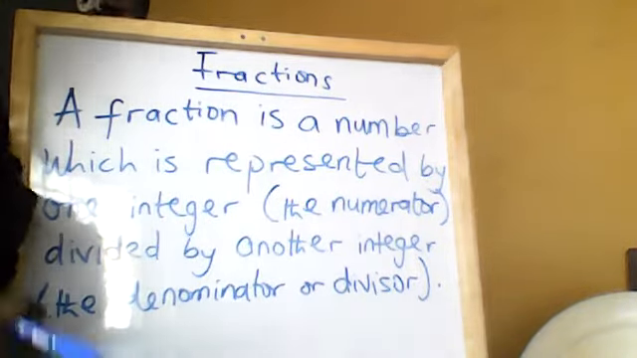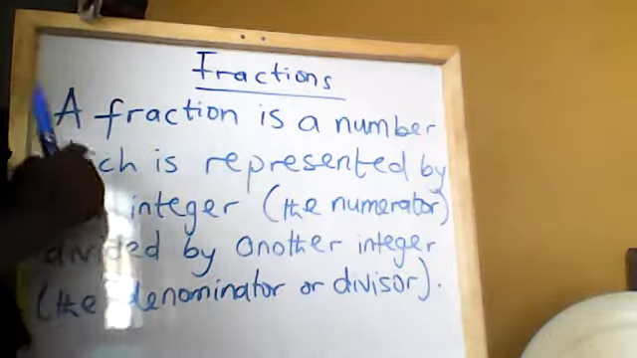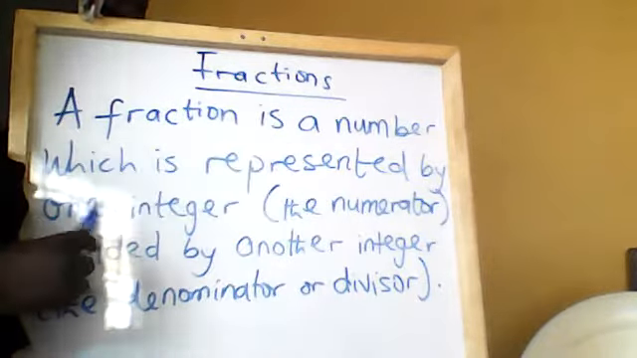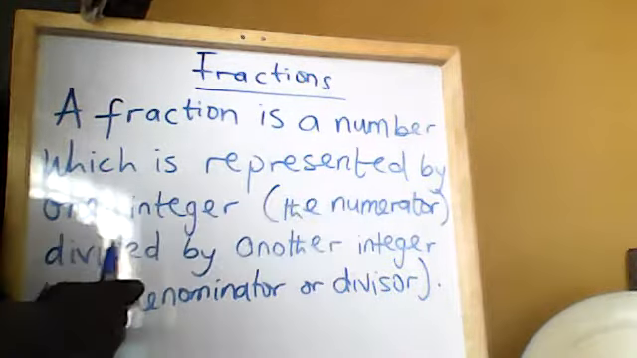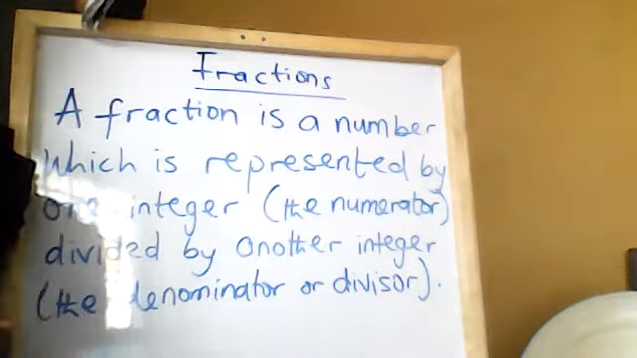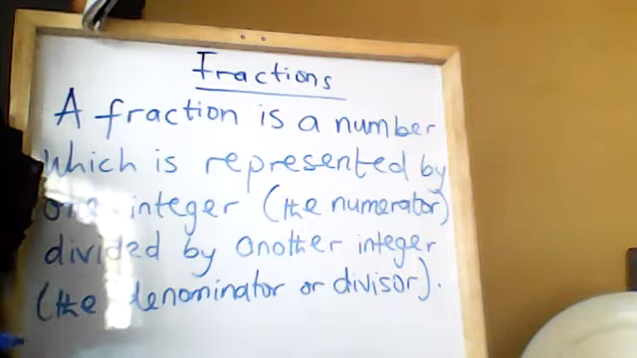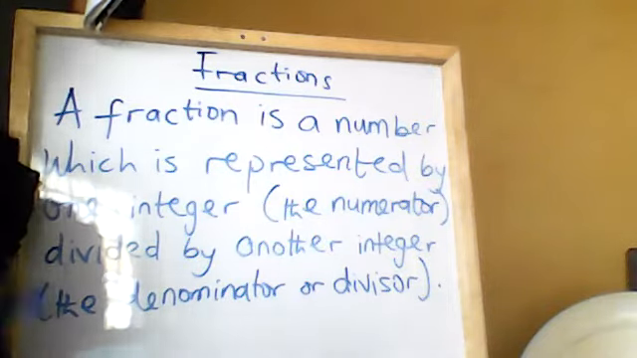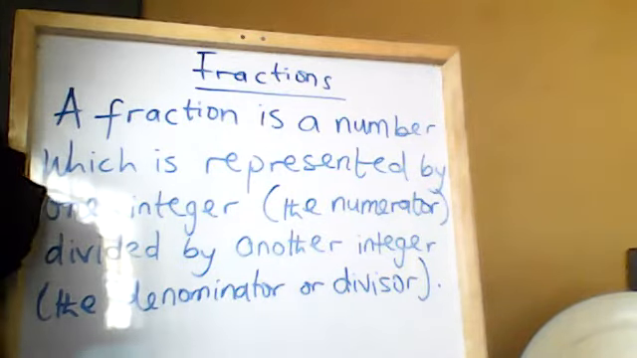Fractions. A fraction is a number which is represented by one integer, the numerator, divided by another integer, the denominator, or also called the divisor. Now, some of you might be wondering, what is an integer? What does an integer mean?